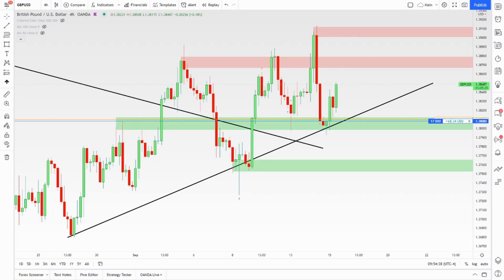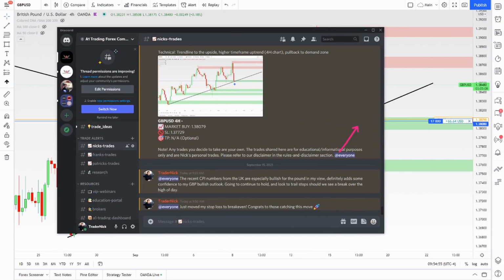Now, I've also done one more thing. I've actually trailed my stop loss into just barely profit, but just about break even. So at this point, I've taken the risk off of the trade, and I had just alerted this to our Discord members as well. I'll pull that up just so you can see. Basically what I said is that I had moved my stop loss to break even, and that the recent CPI numbers from the UK are especially bullish for the pound in my view.